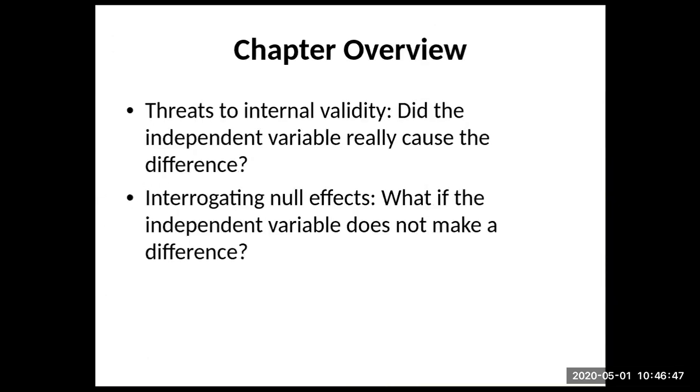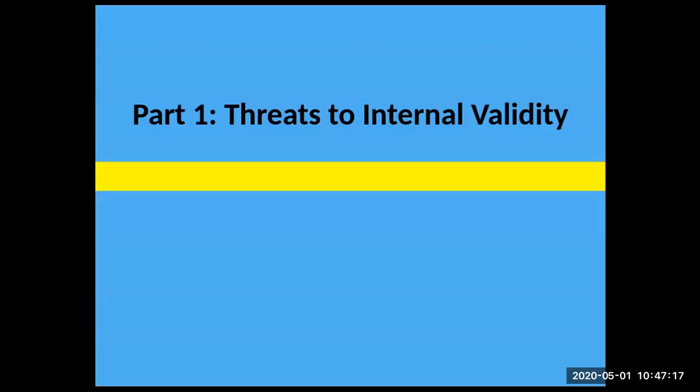So, in this half, we're going to be talking about these dirty dozen threats to internal validity, asking the question, did the independent variable really cause the difference here? And then, for the second half, which I'll record right after, interrogating null effects. What if the independent variable actually doesn't make a difference? The levels of the independent variable don't make a difference. There's no difference between groups. Is it really just that there's no difference? Stay tuned. So, threats to internal validity.